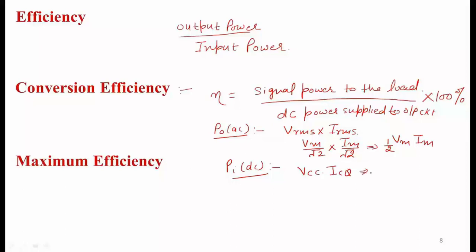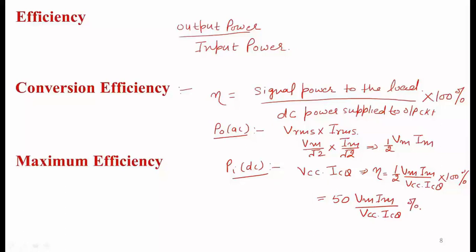Hence, eta is equal to 1 by 2 Vm Im divided by VCC into ICQ, into 100%. Or we can say that it is equal to 50 Vm Im by VCC into ICQ percent. Now, this is the general expression for the conversion efficiency. Now we have to find out the maximum efficiency of the amplifier.